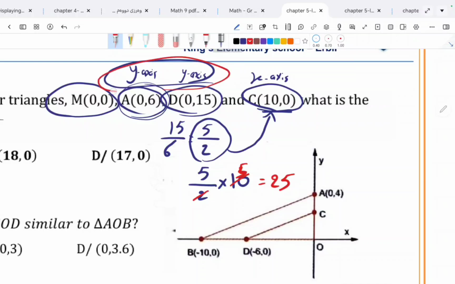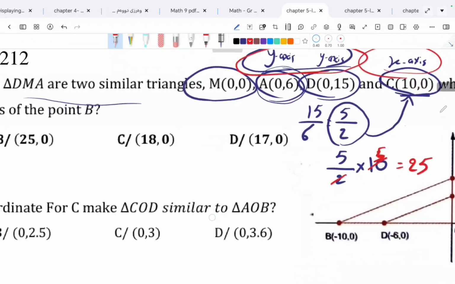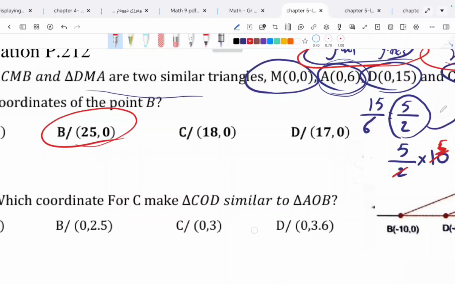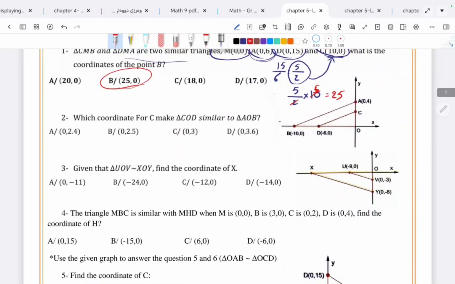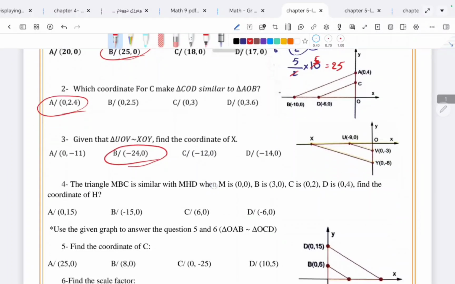As I told you, there is two y-axis. The one that's missing, it's on x-axis. So it will be 25, 0. When you solve this one, negative 6, 0, we did it. It's in spiral review. Even this one, it's question 9.